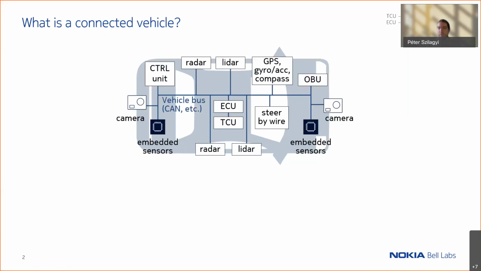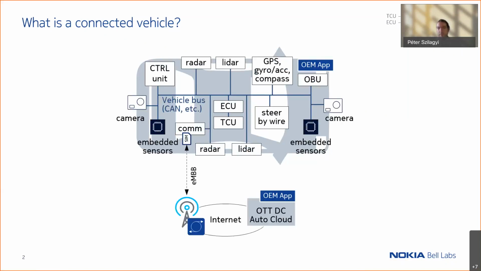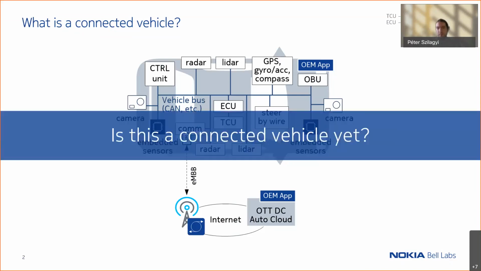But what about communication? The state of the art of vehicles equipped with communication is that they have one or two, three SIM cards, and they are connected to the internet, specifically to the automotive manufacturer's own cloud. If you have a Volvo car, then it's Volvo cloud. If you have a Volkswagen, then it's Volkswagen cloud. And then you are able to run a few applications on your car, and you are eligible to, let's say, remote software upgrades or some limited digital services. But is this what we mean by connected vehicle? And the answer is no.